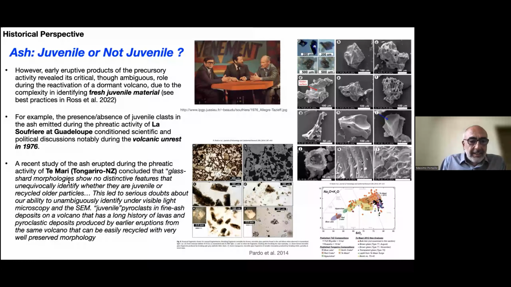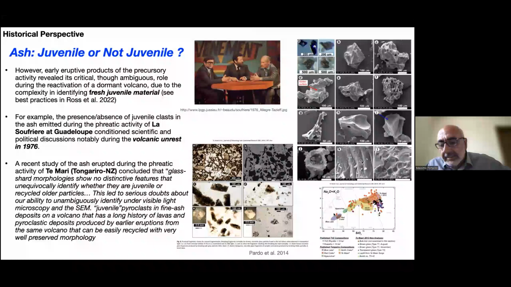More recently, for the ash erupted during the phreatic activity of Te Maari, the authors told us that sometimes it's not easy, it's very hard, to identify a juvenile pyroclast under light microscopy alone. Because sometimes the particle belongs to recycled material, or to material which is mechanically broken, as can happen during a phreatic eruption, but without the involvement of fresh magma.